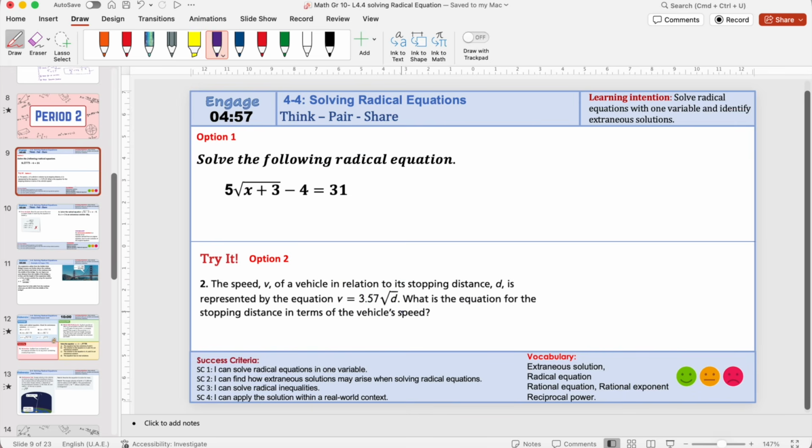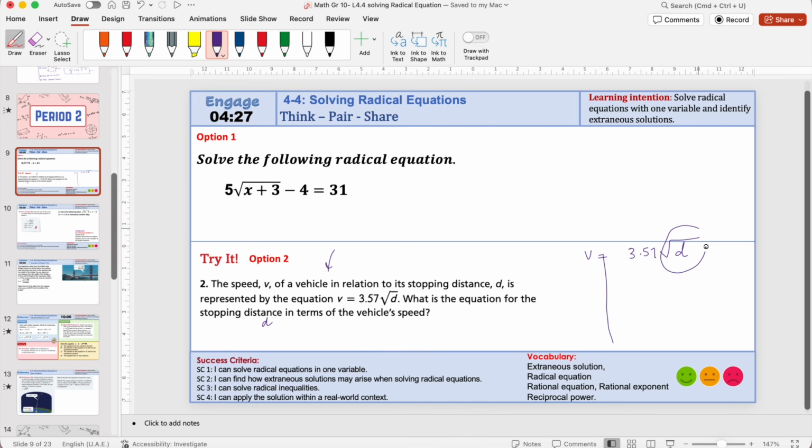Again, same problem. Let's do this question very quickly. The speed of a vehicle in relation to its stopping distance is represented with this equation. So vehicle speed is 3.57 root of the distance. What is the equation for stopping distance in terms of vehicle speed? They want the equation of the d. So they want the d isolated. How do you do that?